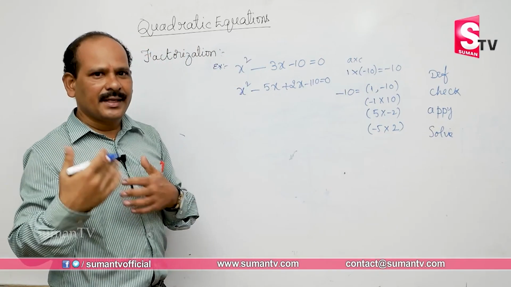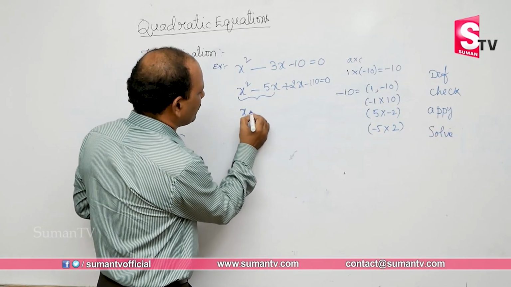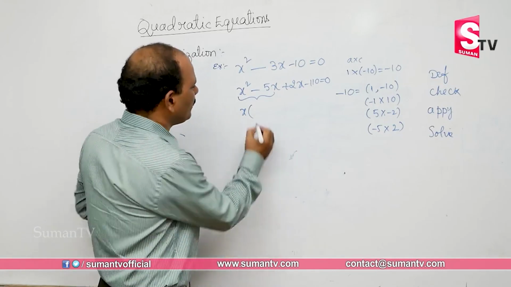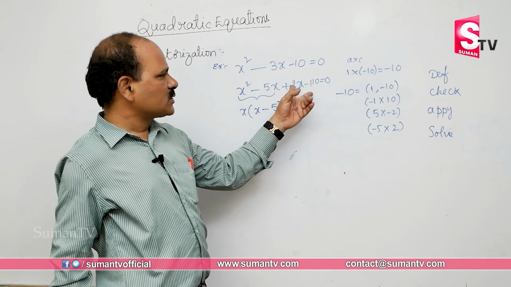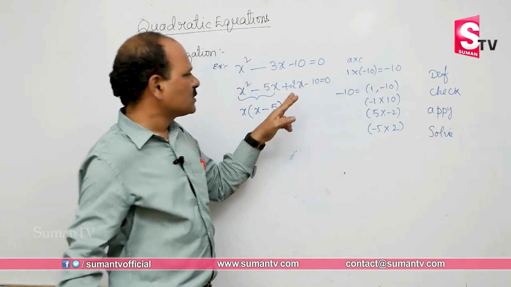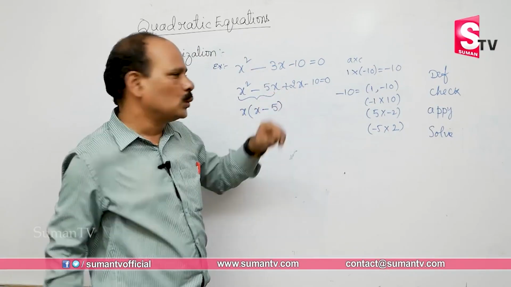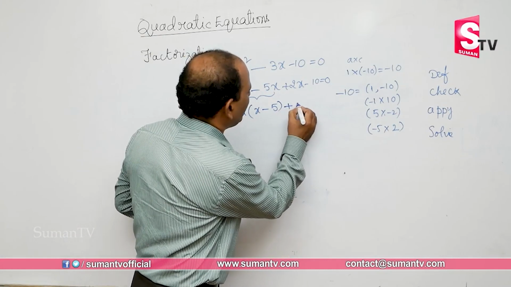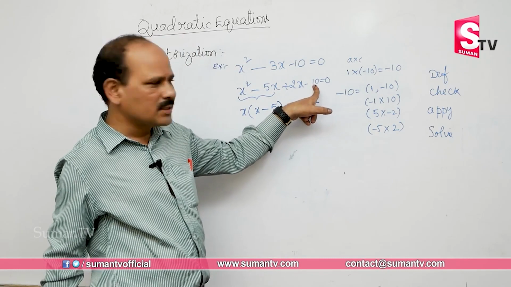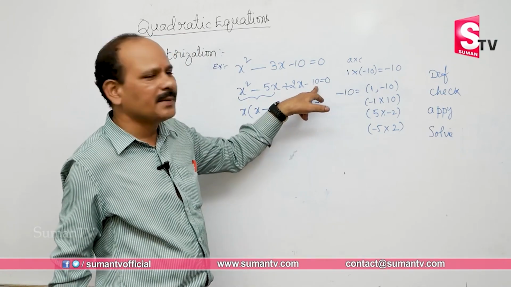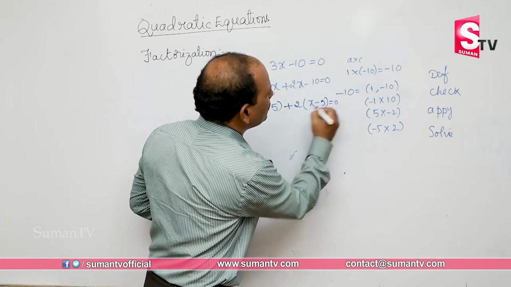The next part, take common from two terms. From these two terms, I am taking x as common. Once x is taken common, the remaining terms are x minus 5. From these two, 2x minus 10, I can take common 2. So, I am taking plus 2 as a common. Here from this 10 also, 2 went common. So, the remaining term is x minus 5 is equal to 0.